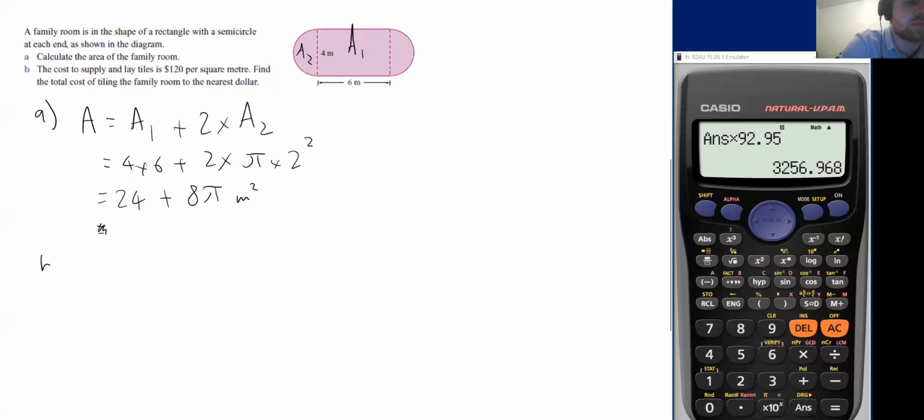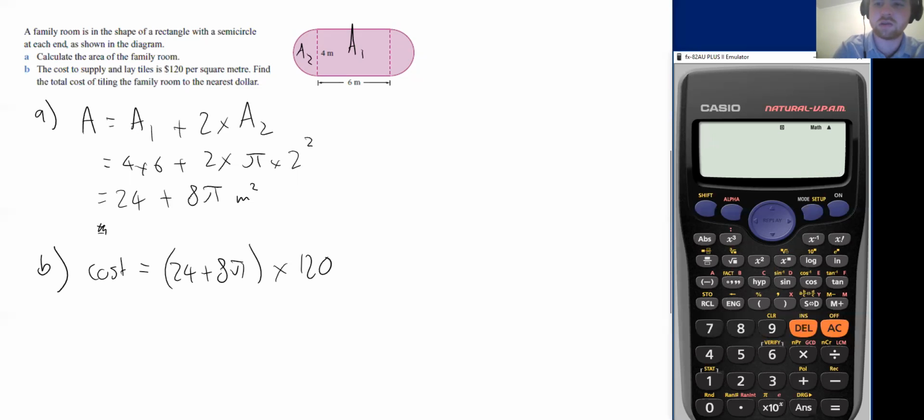Okay, part B. The cost to supply and lay tiles is $120 per square meter. Find the total cost of tiling the family room to the nearest dollar. So the cost is going to be 24 plus 8 pi times 120. We'll just times our area by the amount per square meter. So it's 24 plus 8 pi, which is our area. Now I include brackets around it because I've got to make sure I'm timesing all of that, because I haven't rounded yet. And then I go times $120 per square meter, and that gives us our cost.